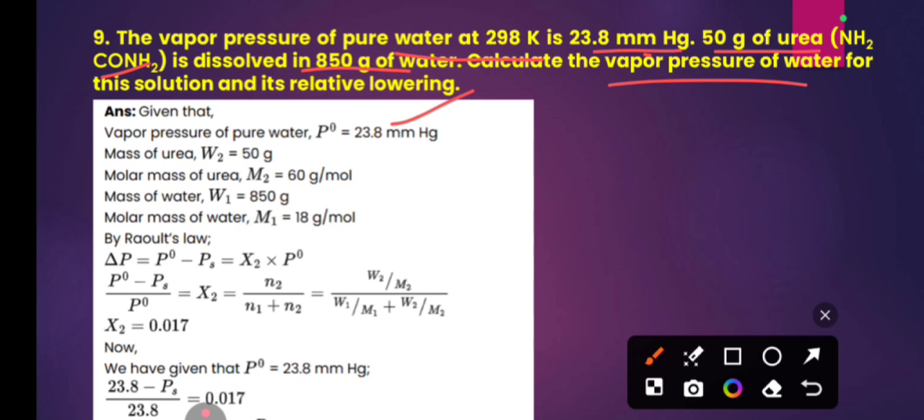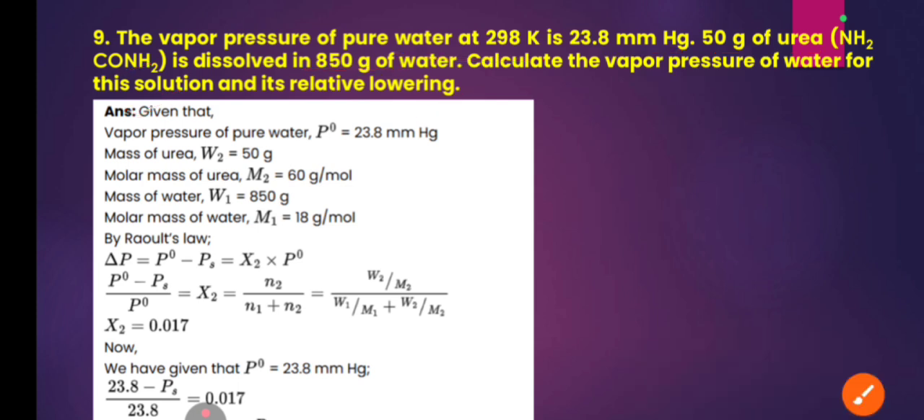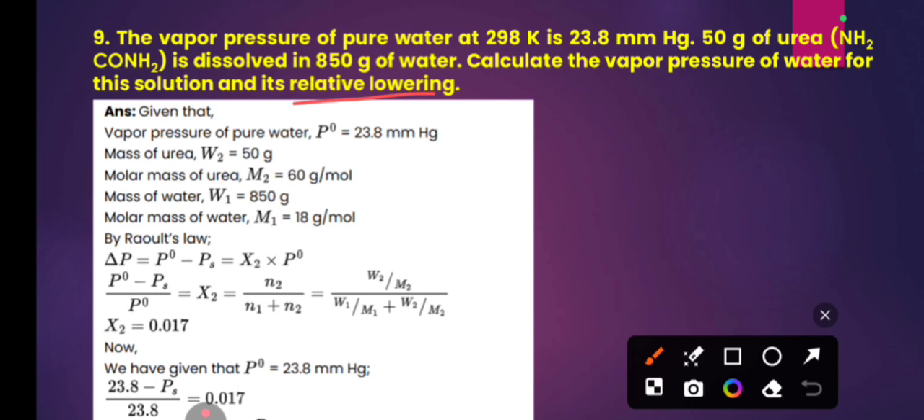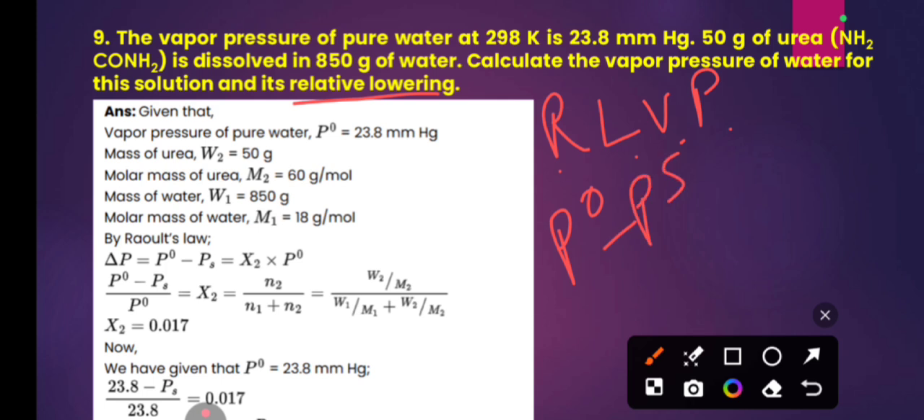So what you have to solve here? The vapor pressure of water for this solution. It means you have to solve the value of PS. Now for this you should know the formula. Relative lowering is asked, so what is the formula of relative lowering? RLVP, relative lowering in vapor pressure: P naught minus PS divided by P naught is equal to X2. This is the formula.